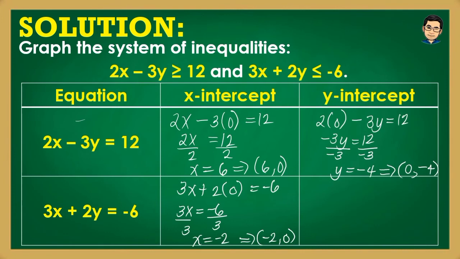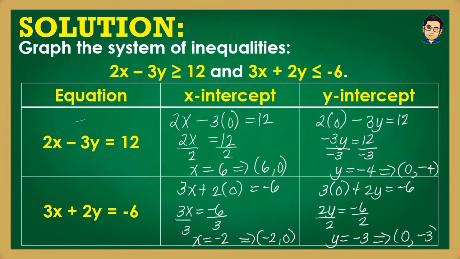And then our y-intercept, 3 times 0 plus 2y is equal to negative 6. And then 2y is equal to negative 6, divided by 2 in both sides. So magiging y is equal to negative 6 divided by 2, that is negative 3. And then yung ating y-intercept will be (0, -3). So we have there the x and y intercepts of the given equations. So pwede na po nating i-plot yan sa coordinate plane.